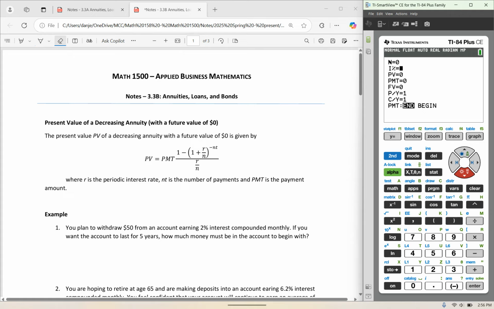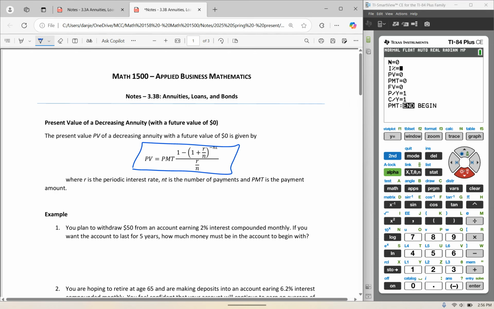In our previous video, we looked at an increasing annuity, where we are investing money monthly, putting it into the account. In this video, we're going to be talking about money coming out of an account. So you'll notice that the formula is slightly different. PV equals the payment times 1 minus (1 plus r over n) to the negative nt, all divided by r over n.